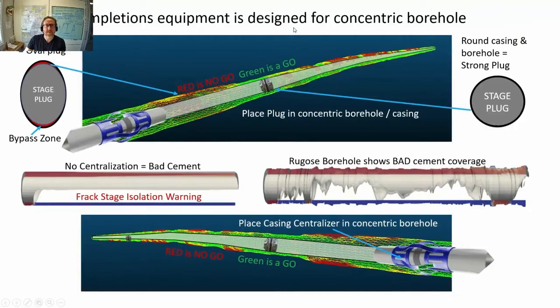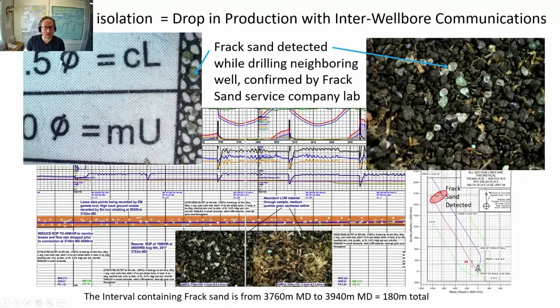All completions equipment is designed for concentric borehole. This is true whether it's cemented or open hole. So green is a go. If replacing plugs, they need to go into concentric borehole because that's where your casing needs to be concentric. Plus our centralizers also need to be set up in concentric borehole to get this casing off the ground so we can get cement in underneath. So red is no go, green is a go.